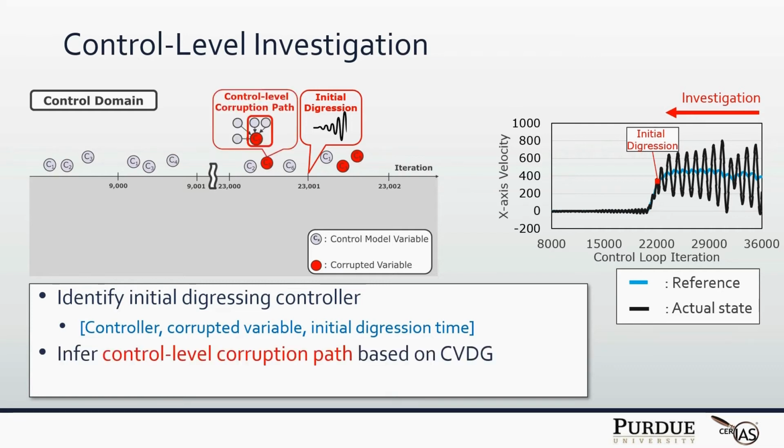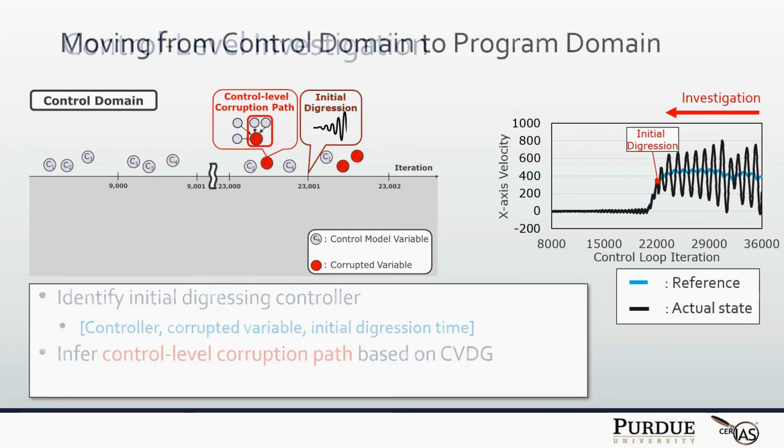Then MAYDAY will infer the control level corruption path, which is the control model data flow that leads to the corruption of the control variable identified earlier. The inference is based on CVDG, which models the causality between the control model variables.